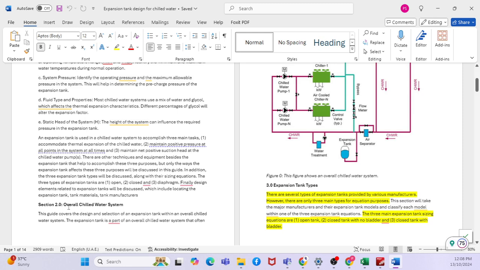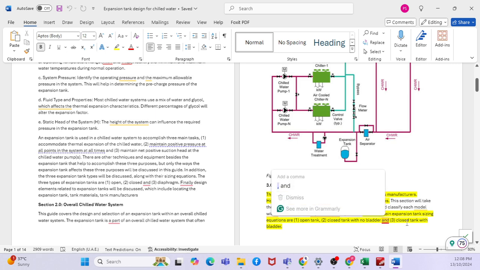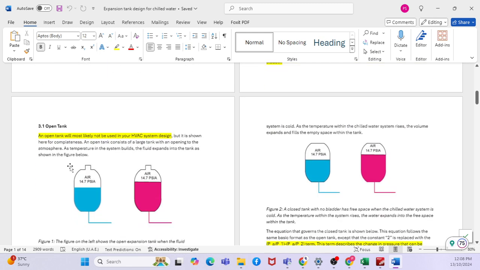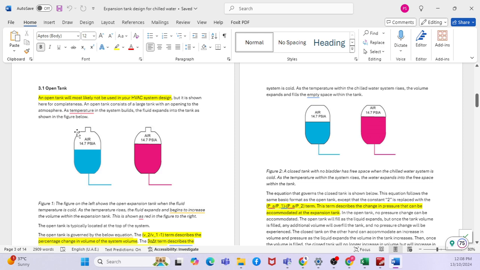This guide will cover the complete expansion tank types, everything. You can see that there are three types of expansion tank: one is the open type, one is the closed tank with no bladder, and the other is the closed tank with a bladder. For the open type, you can see one of the pictures from the internet. This open tank will most likely not be used in an HVAC system because it is not for a closed system. Our chilled water system is a closed one, and this particular unit would be open to atmosphere, so that is not suitable for an HVAC system.